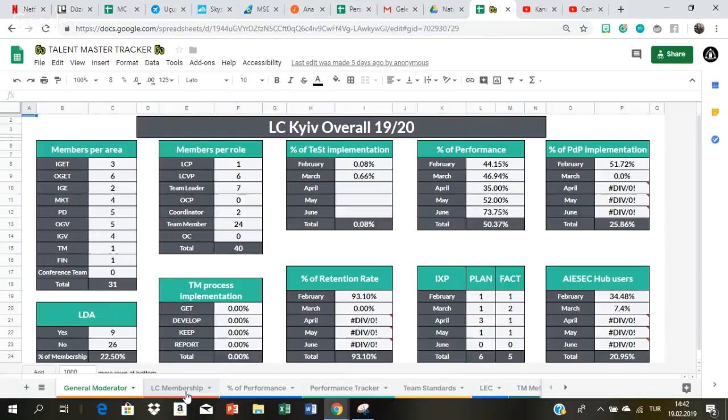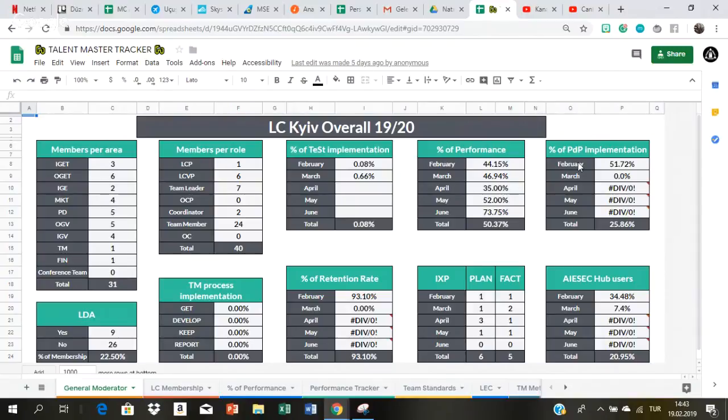So let's go. But first, let's check what you will be able to do. Firstly, you will be able to see in each area how many members you have. Team leaders and team members will be included. Then you will understand how many members you have in each position. Based on your results in the team standards sheet, the monthly results will be shown here, and you will be able to understand your performance in each month. For example, in monthly reviews, it will be really easy for you to compare.